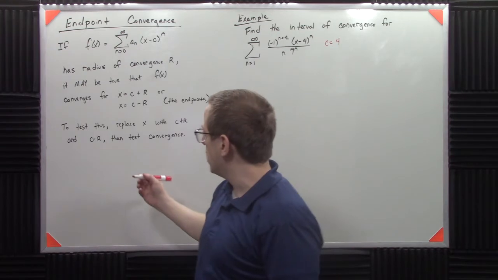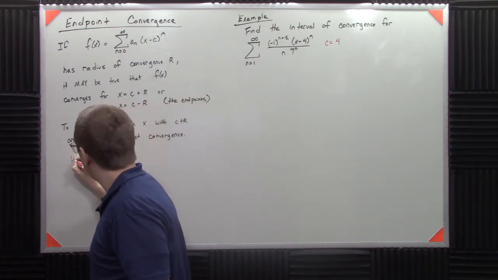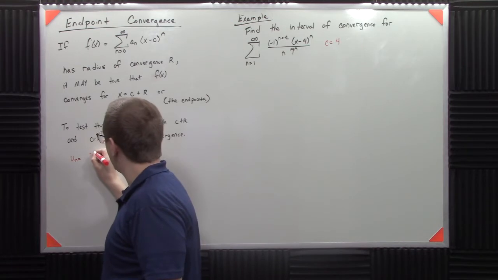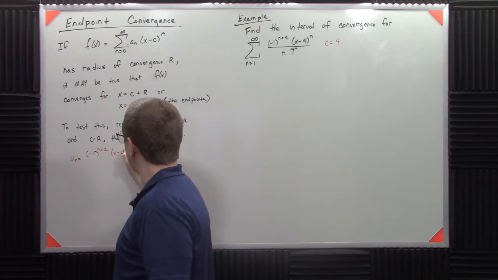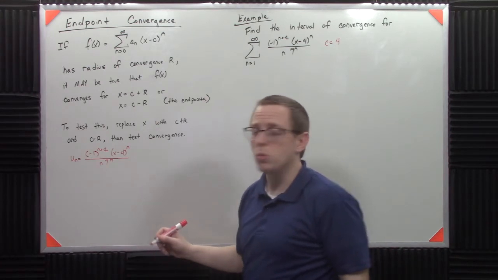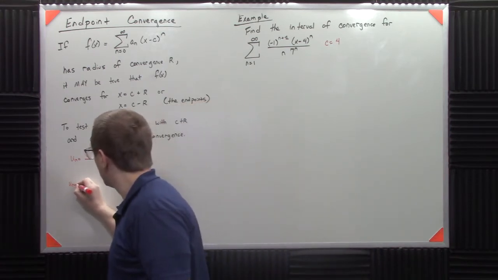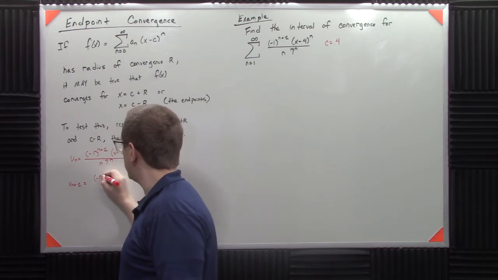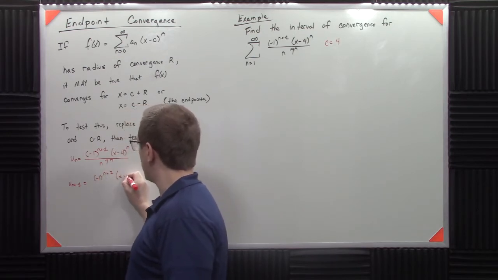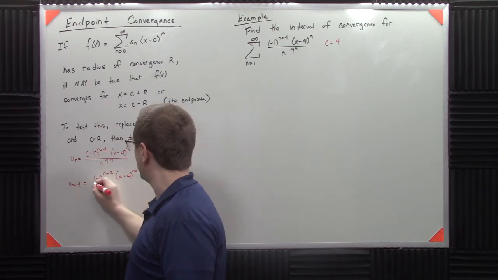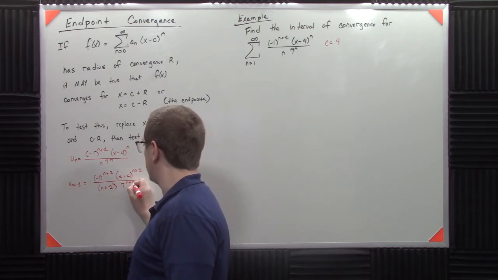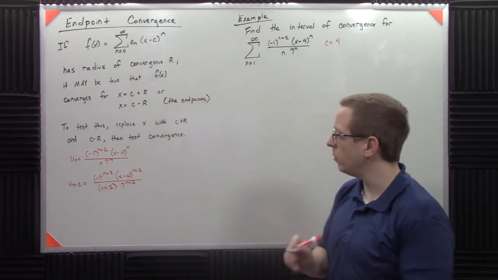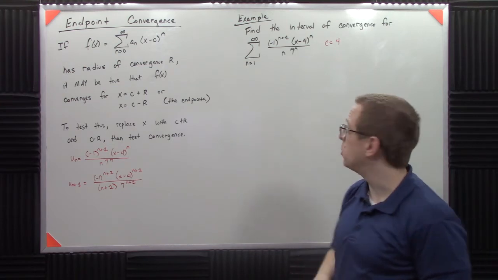I'm actually going to use a little bit of the board over here and say that my nth term is -1 to the n plus 1, x minus 4 to the n, over n times 7 to the n, and my n plus 1th term is -1 to the n plus 2, x minus 4 to the n plus 1, over n plus 1 times 7 to the n plus 1. Yuck, right? That's not super fun.